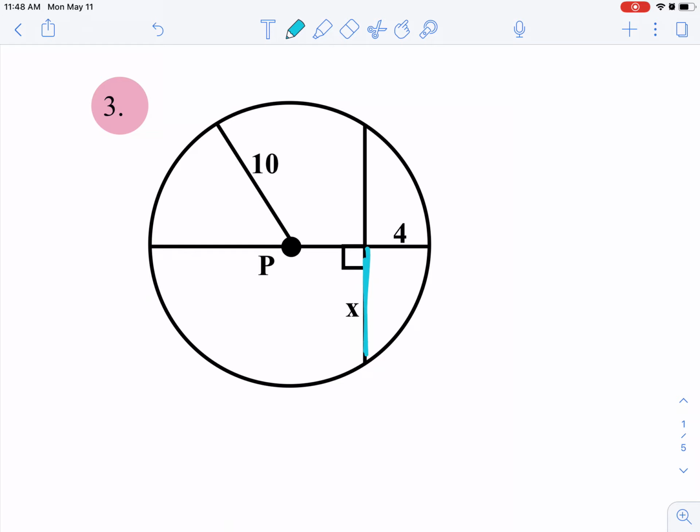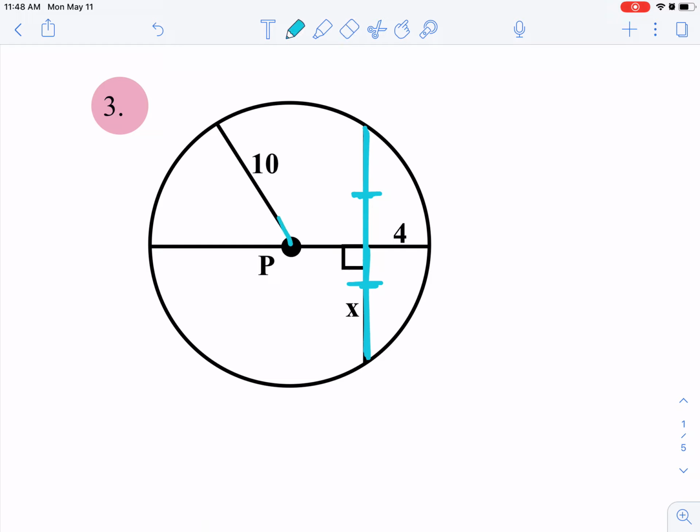X is what we want to solve for. It is half of this chord. Now we know it is half of the chord because this diameter is perpendicular to the chord. And when a diameter is perpendicular to a chord, it bisects the chord. So we know that's going on.